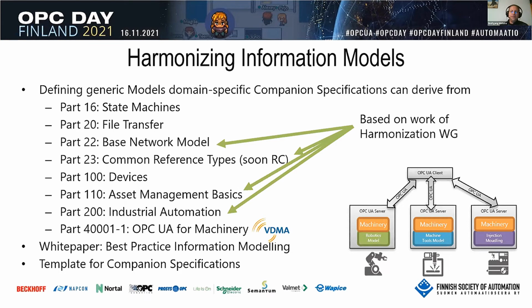As you can also see from the arrows here, a bunch of those have been created based on work in the harmonization working group. Some were moved to the base specification working group. Some are still maintained in the harmonization working group. And then, of course, we have the OPC UA for machinery specification, which is created in cooperation with the VDMA. So kind of the own harmonization effort in the VDMA in the area of machinery.